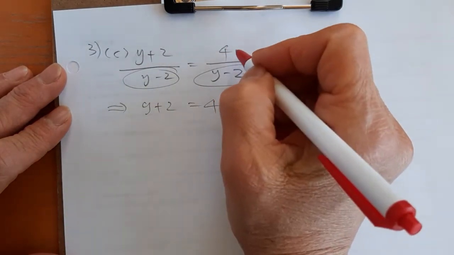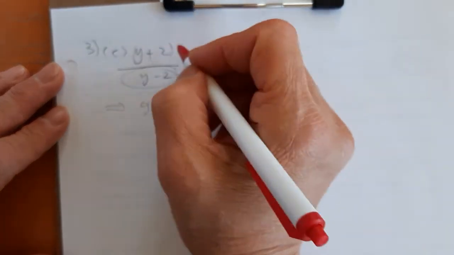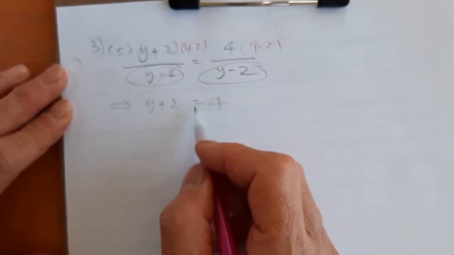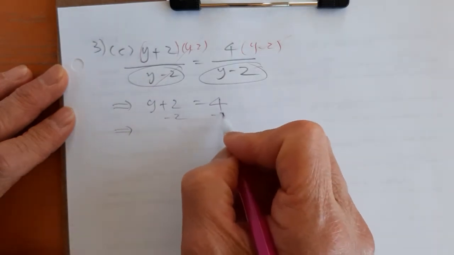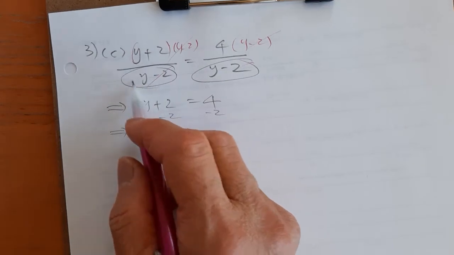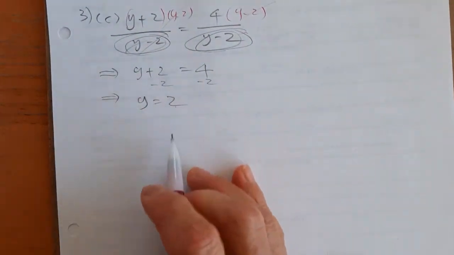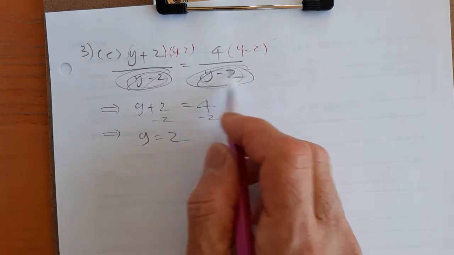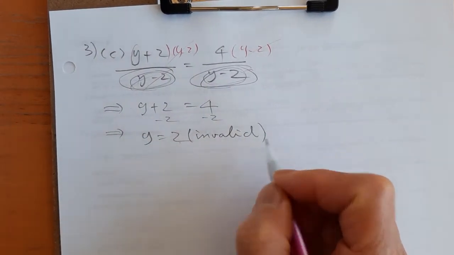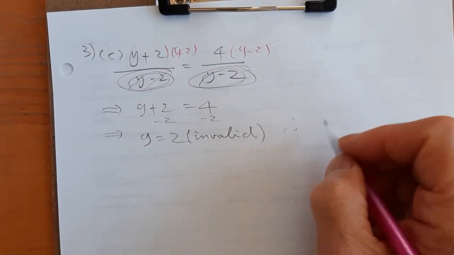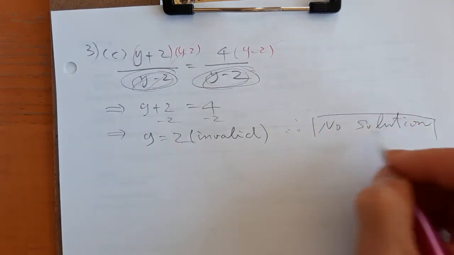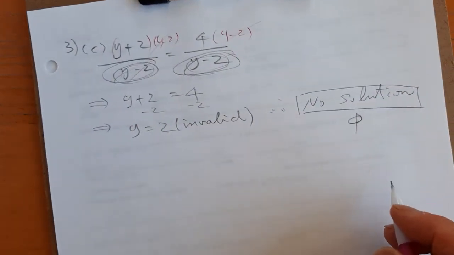Or you can multiply by y minus 2 on both sides, and y minus 2 cancels. So you get y plus 2 equals 4. Then you subtract 2 from both sides, and you get y equals 2. You have to plug into the denominator to check. It is 2 minus 2, which makes the denominator 0. So this is an invalid solution. So the answer for this question is no solution, or you put the empty set.